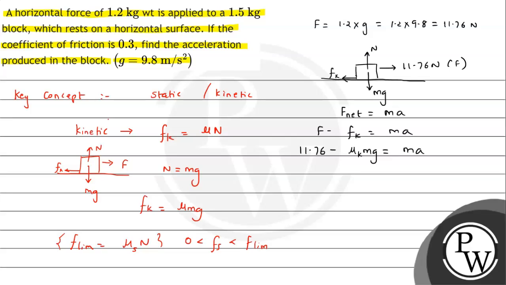अब यहाँ से we can solve the given question. This value can be written as 11.76 minus mu k, whose value we have as 0.3, m is 1.5, so this result comes out to be 4.41, and that is equal to mass into acceleration. ये result जब मिलेगा हमें, that can be written as 7.35, and that is equal to 1.5 into a. So acceleration comes out to be 4.9 meter per second square. So this is the answer to the question. I hope you understood the solution. All the best.